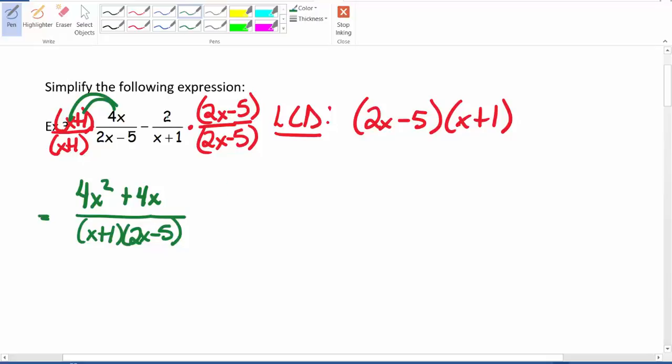On the right side, I'm going to go ahead and just drop down the minus symbol. The 2 is being applied to both items, in which case we would end up then with 4x minus 10 on top divided by our x plus 1 times 2x minus 5.